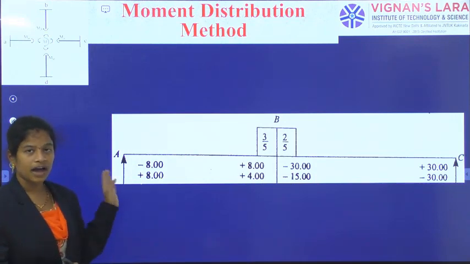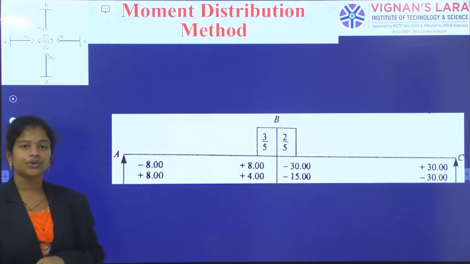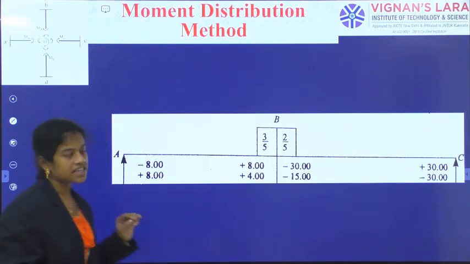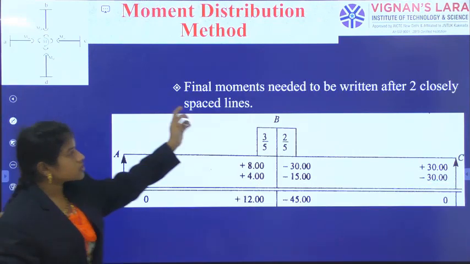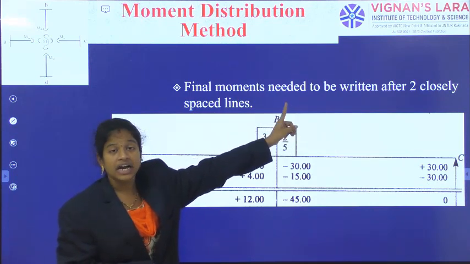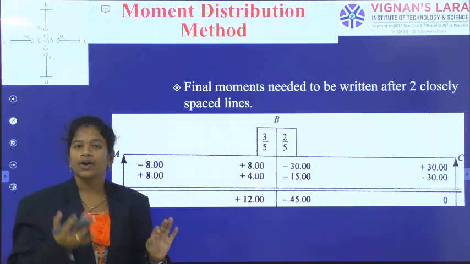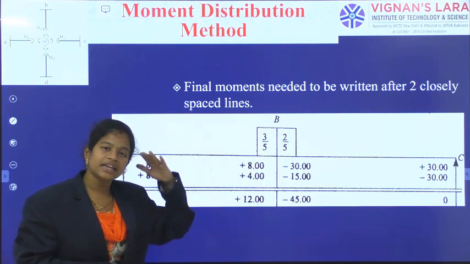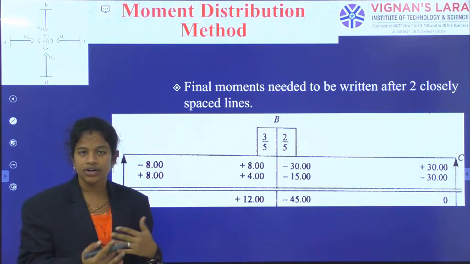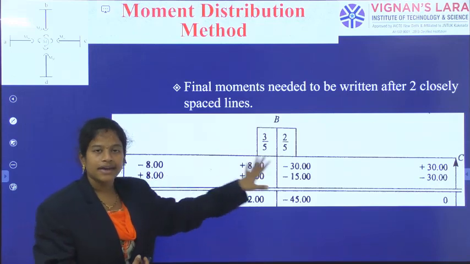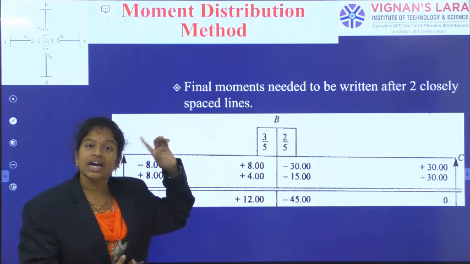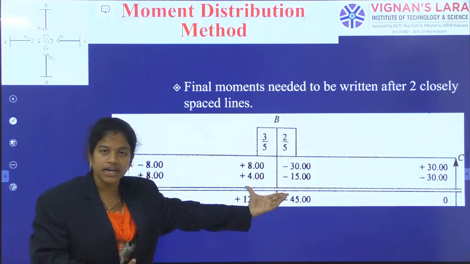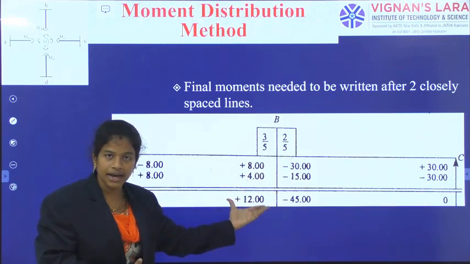Now, after giving these things, we should give the finalization by indicating two solid lines which are very closely spaced. Okay. So the final moments need to be written after two closely spaced lines. Why is it particular? Because in this method, the way we develop it is the way our brain will recognize or recall. Okay. So we have observed fixed end moments, and then we have observed the original structure for the end corrections. Okay, correction moments. So those correction moments and the corresponding carryover were only completed.